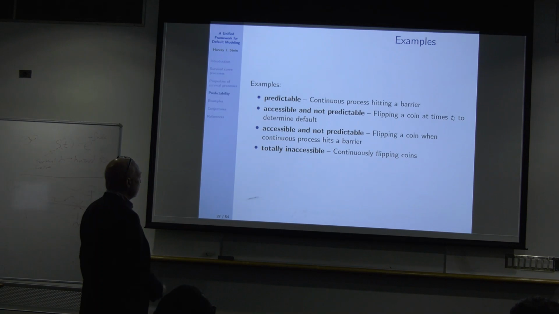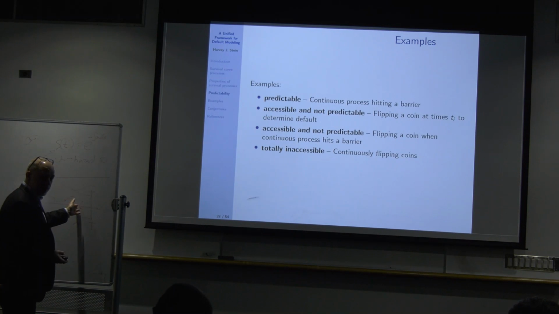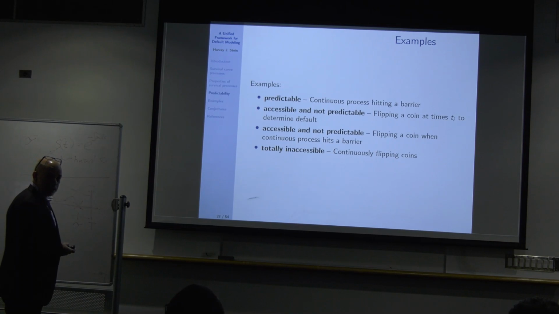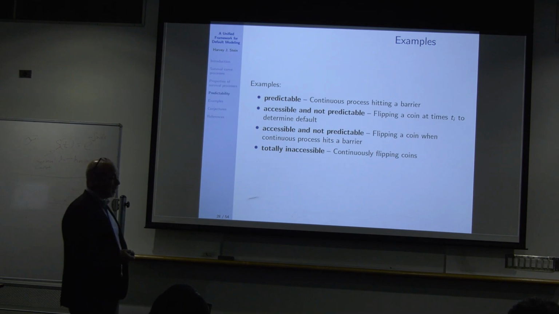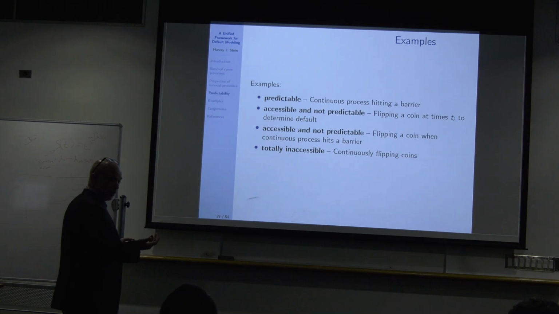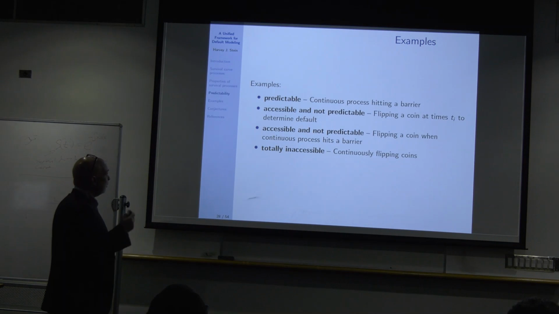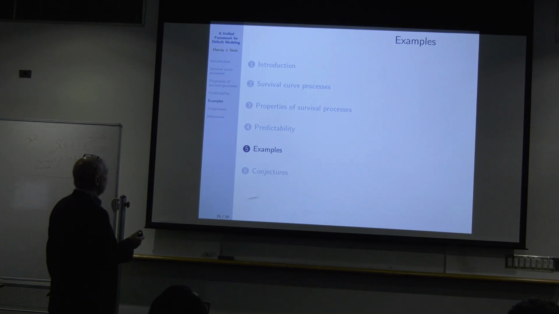Accessible and not predictable is also, you take a continuous process that's hitting a barrier, but when it hits the barrier, you flip a coin to see if it defaults or not. That would also be accessible but not predictable. And then totally inaccessible is kind of like continuously flipping coins at the rate given by the hazard rate. So that's the intuition. Let's look at some real examples.